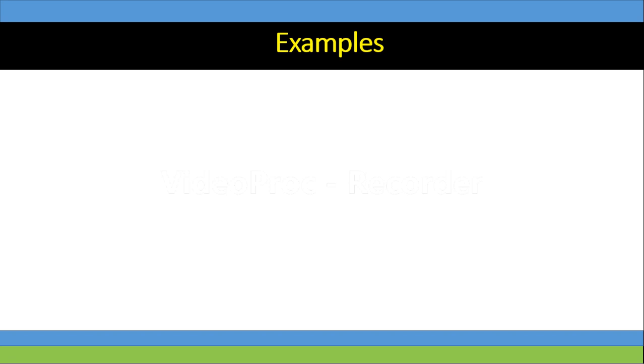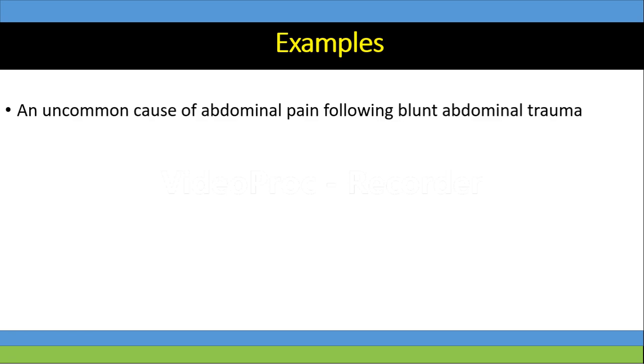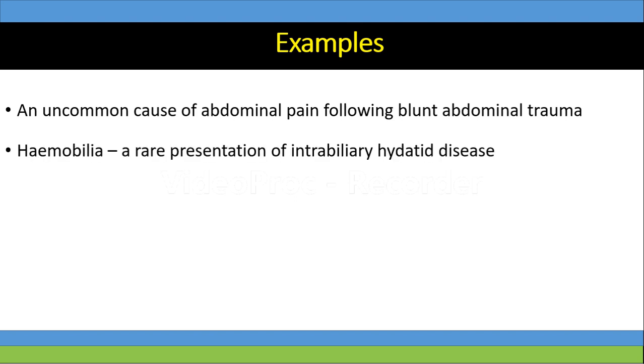I'll give you a couple of examples, and you can see there are diverse case reports from diverse specialties, and they are of different types. For example, "An uncommon cause of abdominal pain following blunt abdominal trauma." Please go back to the first slide I just told you, that a case report can be an uncommon presentation of a common thing. Abdominal pain following blunt abdominal trauma is pretty common, but this case report describes an uncommon cause of it.